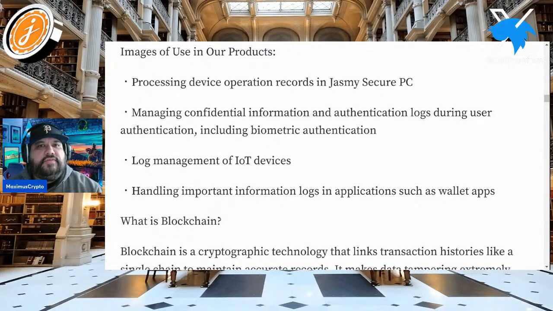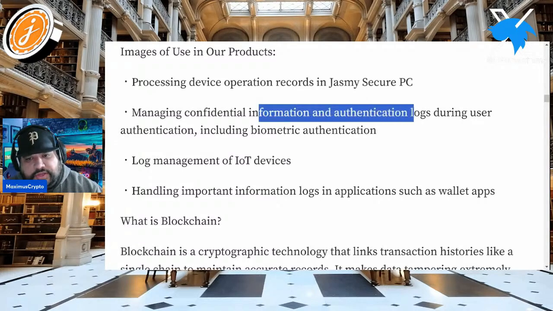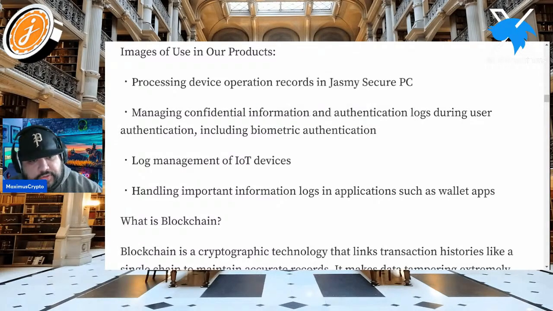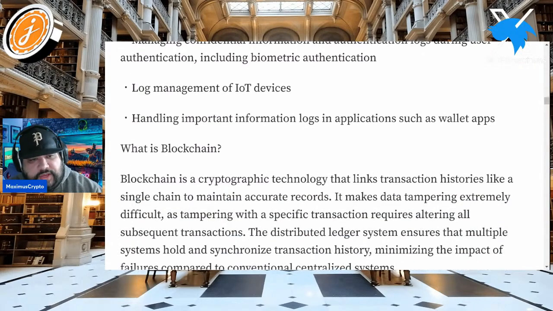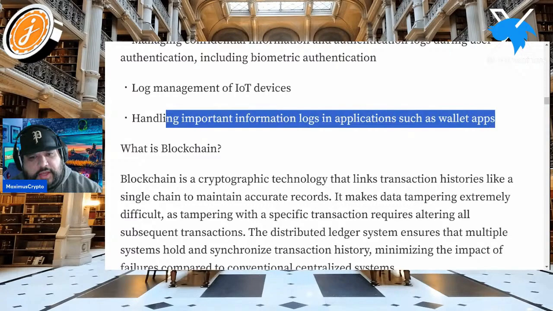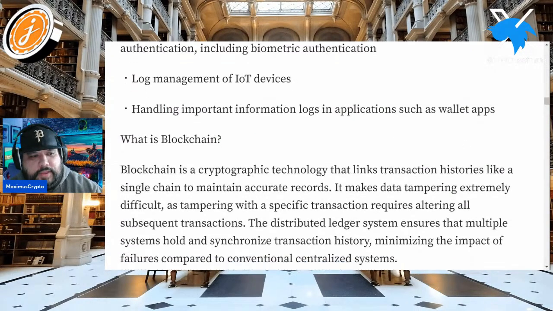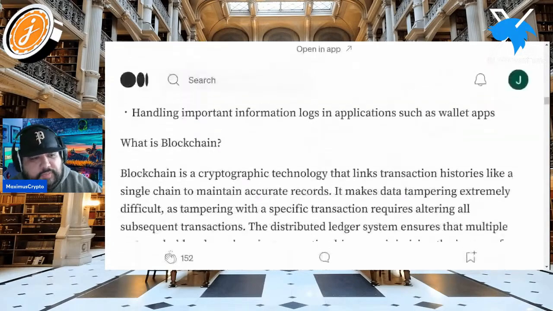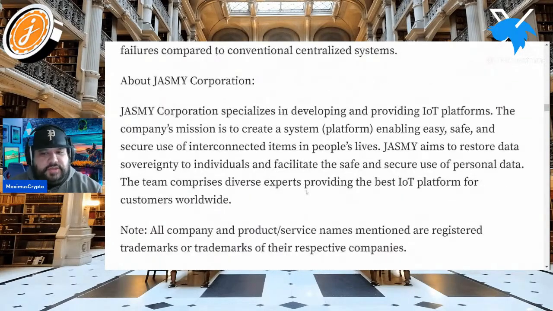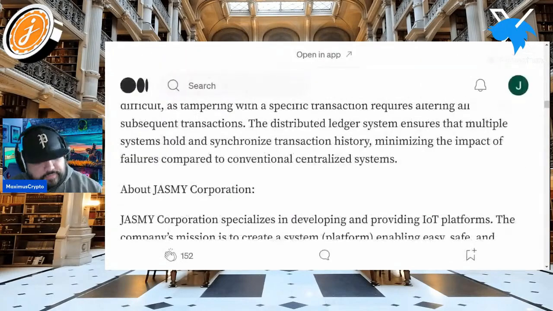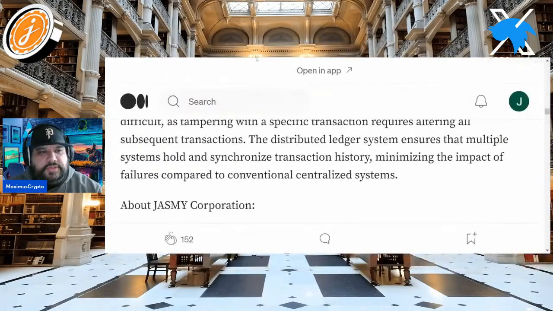Again, back to the whole thing of the software. Managing confidential information and authentication logs during user authentication, including biometric authentication. Remember the examples that we saw with Mofiria? Log management of IoT devices, handling important information logs in applications such as wallet apps, or in this case, what Jasmy is going to do here soon with the Super Wallet. And I get a part about what is blockchain and what Jasmy is looking to do, but I think it's important to notate some of that.